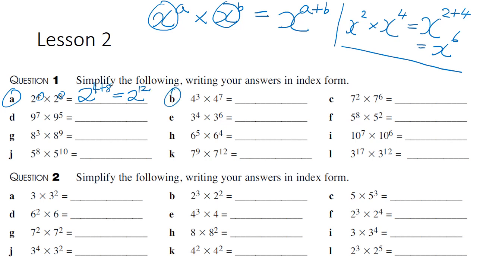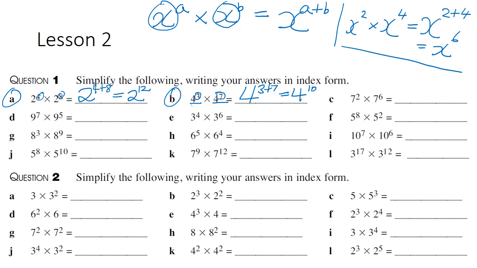Let's do one more. Let's do b. 4 would be this base, 4 to the power of 3 times 4 to the power of 7. So I'm going to have the same base in my answer. 4 to the power of what? What would my power be? It will be the sum of these two numbers, right? 4 to the power of 3 plus 7, which is 4 to the power of 10. You should be able to do the rest.